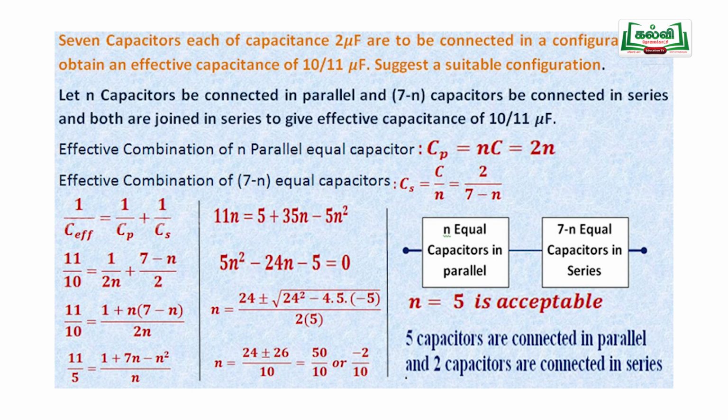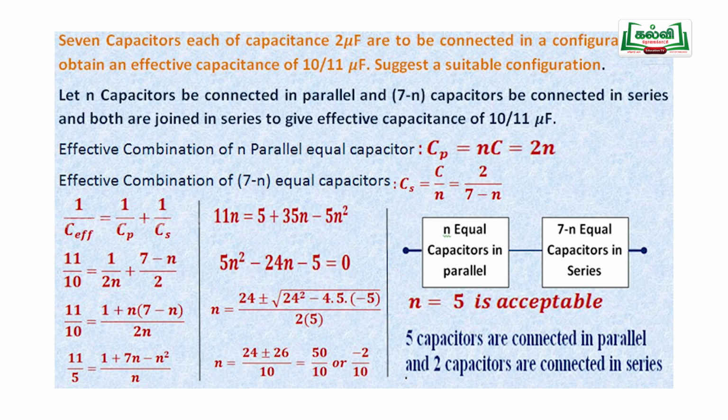Now, these two arrangements are once again put in series. So, effective capacitance is 1 by C effective is equal to 1 by Cp plus 1 by Cs, and 1 by C effective is 11 by 10. 1 by Cp is 1 by 2n, plus 1 by Cs, you reverse it, 2 by 7 minus n, that is nothing but 7 minus n by 2.